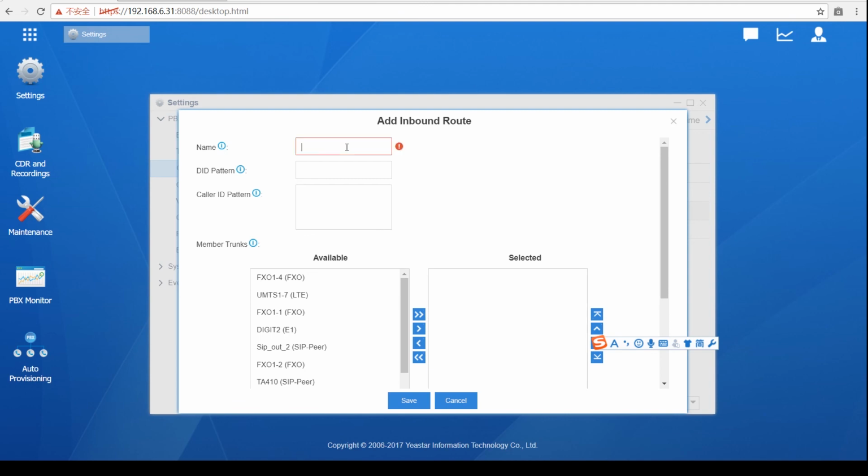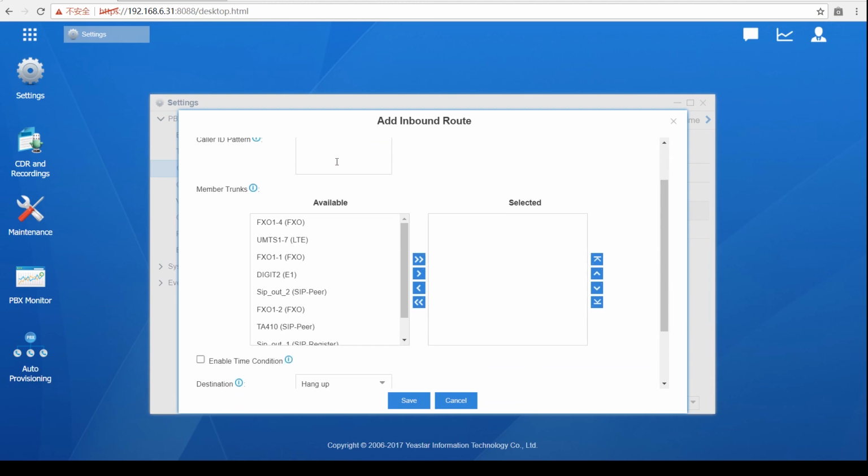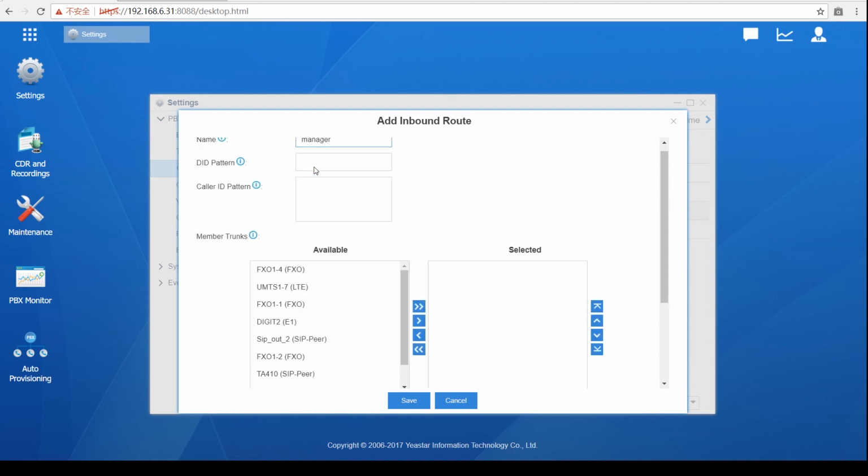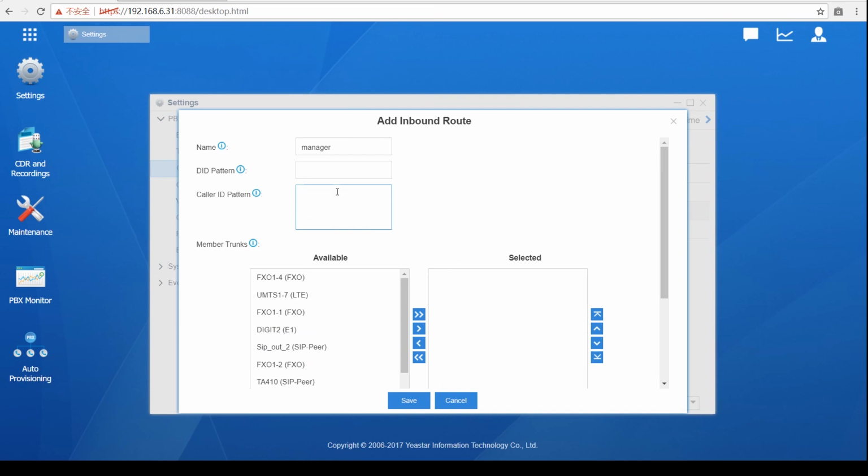Let's say one number. Let's make a special inbound route for the manager to use the DISA feature. Okay, you know about DISA already. We've been talking about this in our basic configuration. Here you can put the caller ID pattern. The way to set a caller ID pattern is exactly like how you set a dial pattern, but we can define a specific number here.